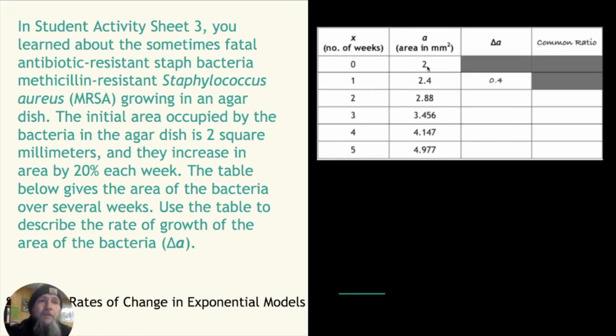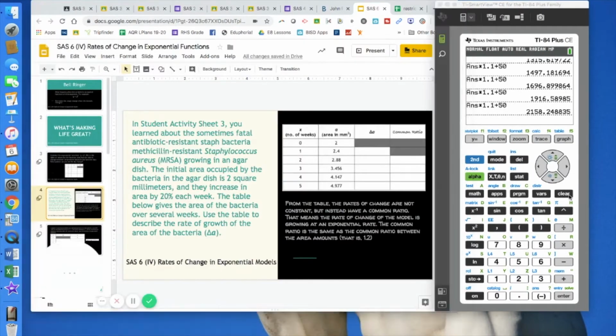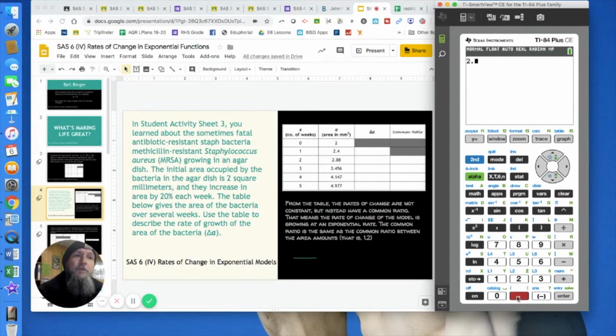So we went from 2 square millimeters to 2.4 square millimeters. That's a change of 0.4 square millimeters. Next week, we changed by 0.48 square millimeters to 2.88. That's a common ratio of 1.2. We divide 2.88 by 2.4, and that gives us 1.2. We can use our calculator here real quick. 2.88 divided by 2.4 equals 1.2. And that's where we get that information from.